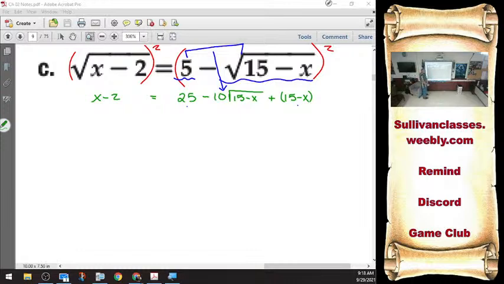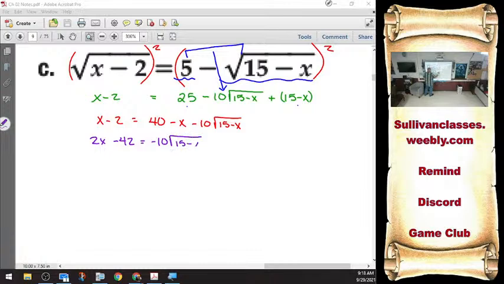I think we should simplify it. Before we do that, how about we turn this into x minus 2 is 40 minus x minus 10 root of 15 minus x. Bring 40 over, add x. I can divide by negative 10, but do you want to square with a fraction in play? I can divide by 2 just to make things a little smaller. Call it x minus 21 is negative 5 root of 15 minus x.